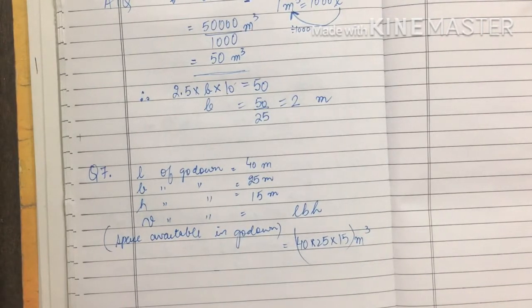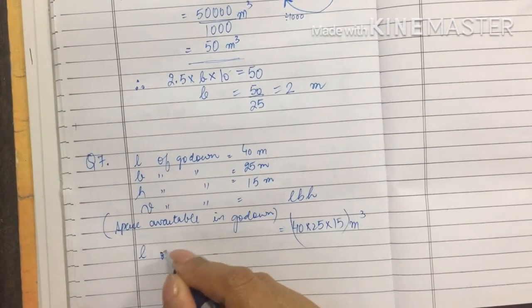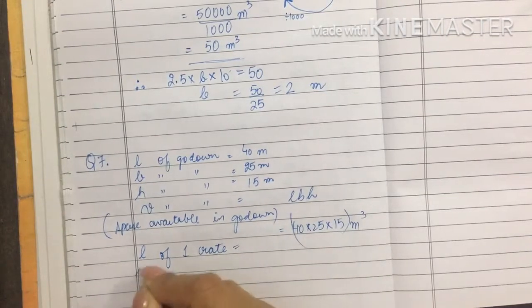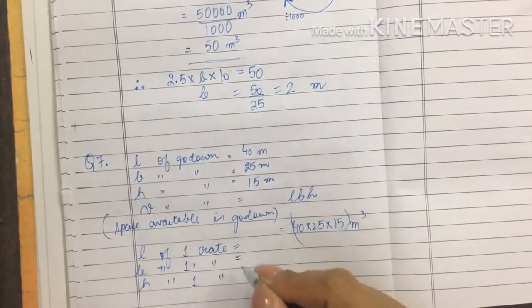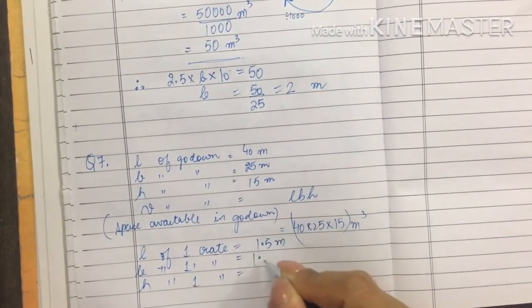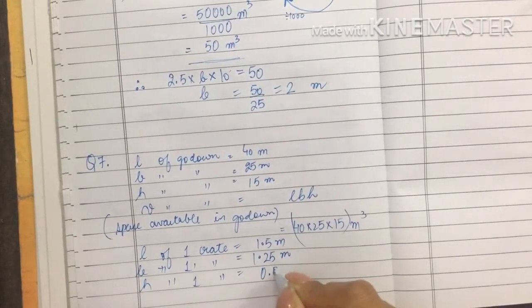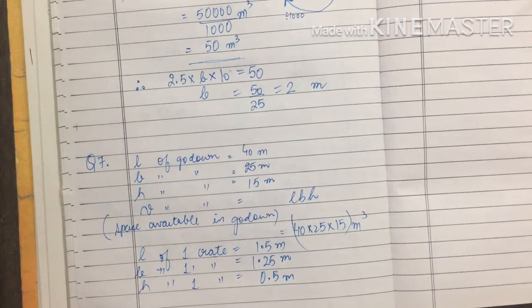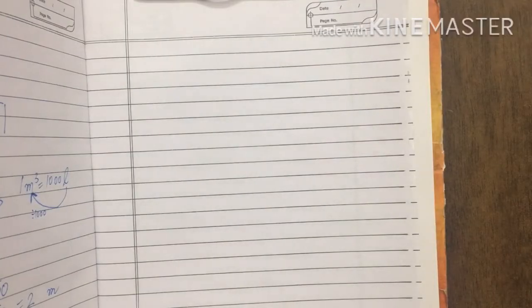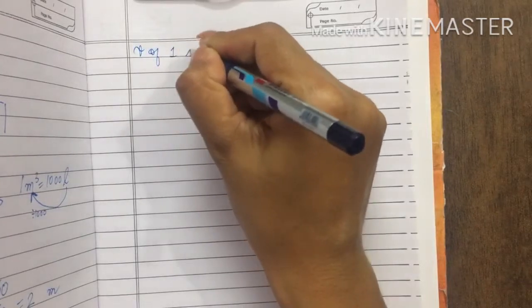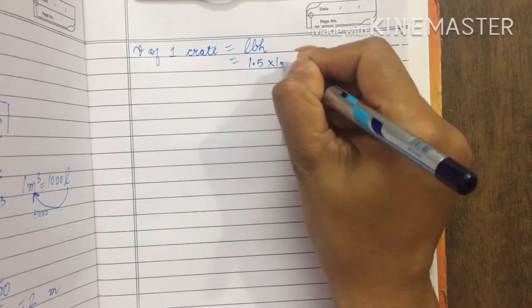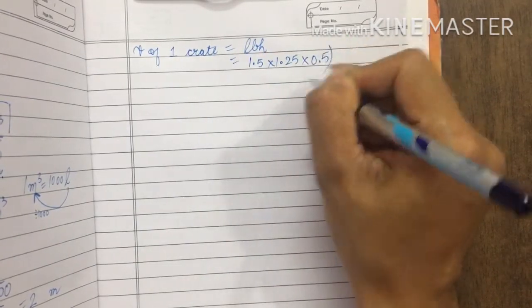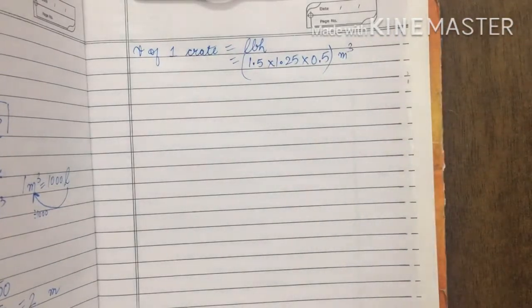Moving on, the second thing I need to find out is the space occupied by one wooden crate. So length of one crate, width of one crate, height of one crate. These are given as 1.5 meters, 1.25 meters and 0.5 meters. Now we can find out the volume of one crate. Product of length, breadth and height. This will be 1.5 multiplied by 1.25 multiplied by 0.5, and again the answer will be in meter cube.